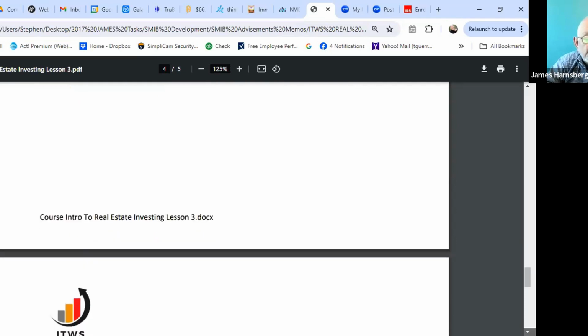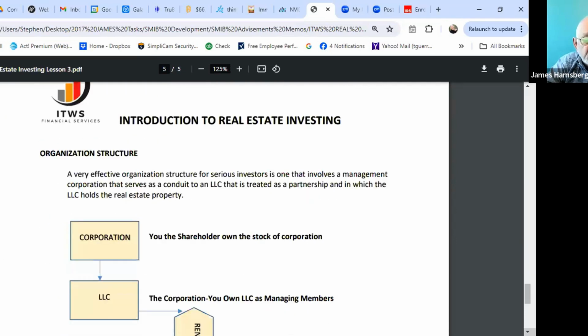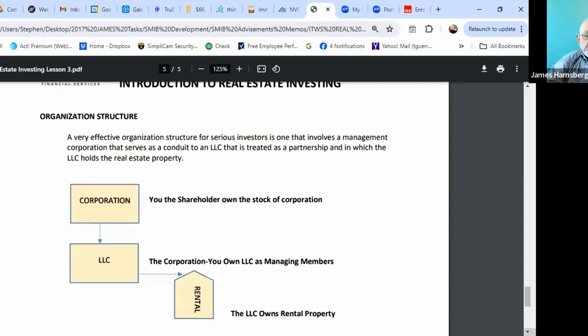Now, I want to go back and talk just a little bit and show you the organizational structure, keeping in mind that the bylaws of the corporation need to be modified a little bit, and the operating agreement of the LLC needs to be modified a little bit. And then there are some inter-party or interrelated agreements that we need to draft and create. We have a corporate structure. You are the shareholder, or you and your spouse are the shareholder, and you own the stock of the corporation. 10,000 shares, you have 5,000 and your spouse has 5,000, and that equals the 10,000 shares of stock in the corporation.